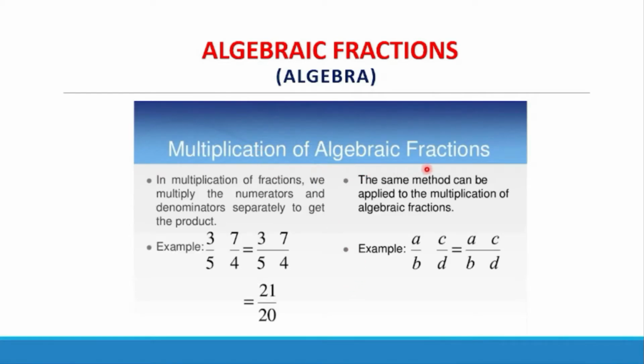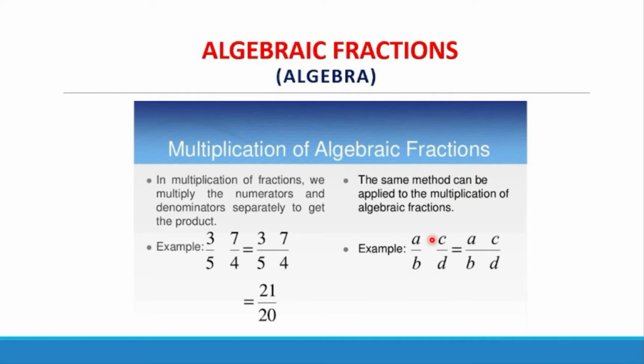Multiplication of algebraic fractions. In multiplication of fractions, we multiply the numerators and denominators separately to get the product. For example, 3 over 5 multiplied by 7 over 4: we multiply the numerators, 3 times 7, and the denominators, 5 times 4. 3 times 7 is 21, and the denominator is 5 times 4 or 20, so the value is 21 all over 20.